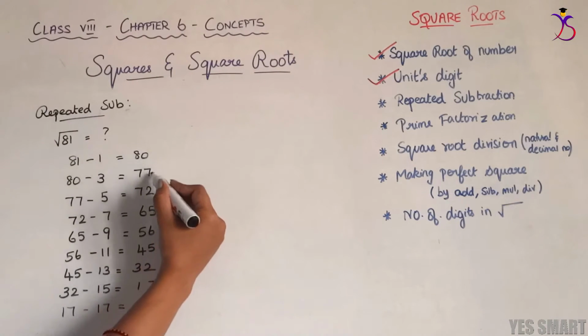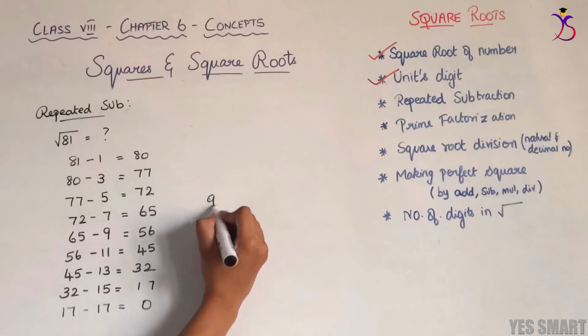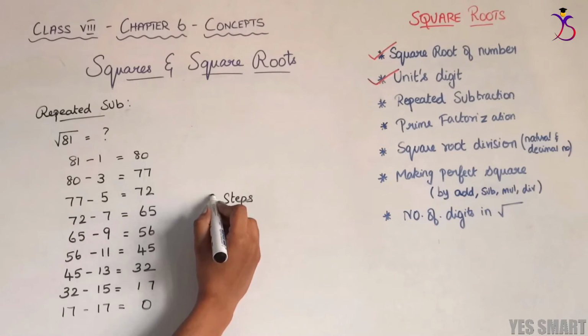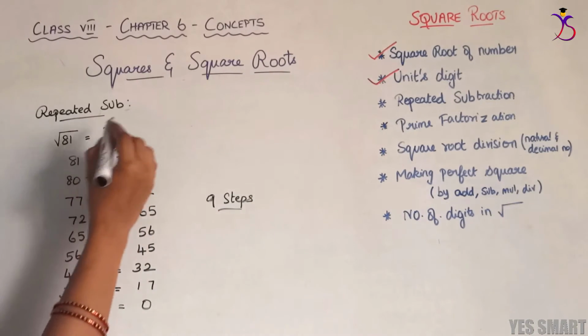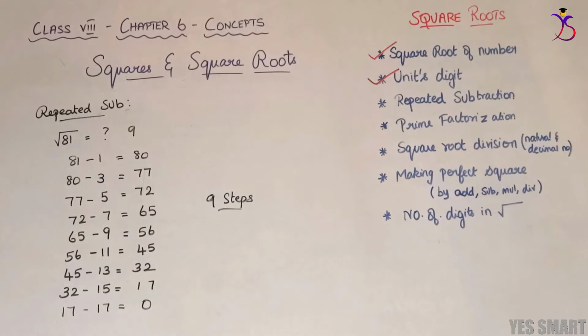So now 1, 2, 3, 4, 5, 6, 7, 8, 9. 9 steps. Therefore, the answer is 9. Square root of 81 equal to 9, which we already knew. So we need not cross verify it. Here we have just subtracted the numbers repeatedly with the list of first few odd numbers till we get the answer 0. So that is the procedure for repeated subtraction.